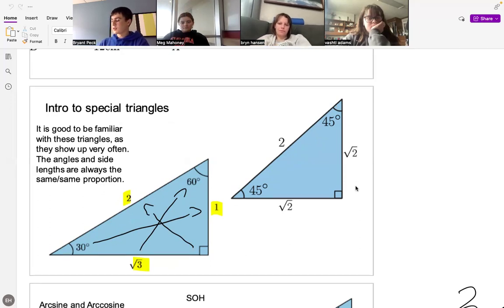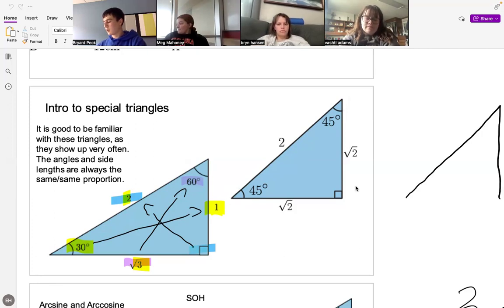And as we can see, our shortest side is across from our shortest angle, which is 30 and 1. Our second shortest side is across from our second biggest angle, which is square root of 3 and 60. And then our longest side, our hypotenuse, is across from our largest angle. We also have a similar triangle here, which is a square root of 2, square root of 2, 2 triangle. Or if we think about it, we can also do a 1, 1, square root of 2 triangle. These are the same exact thing. They're both going to have 45, 45, 90.